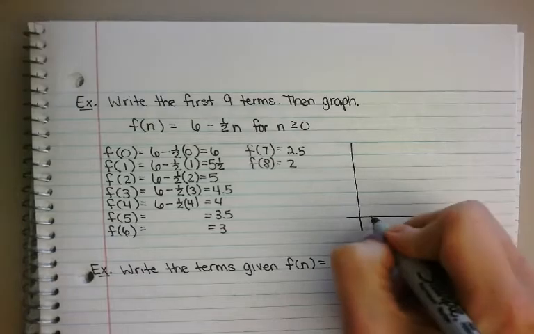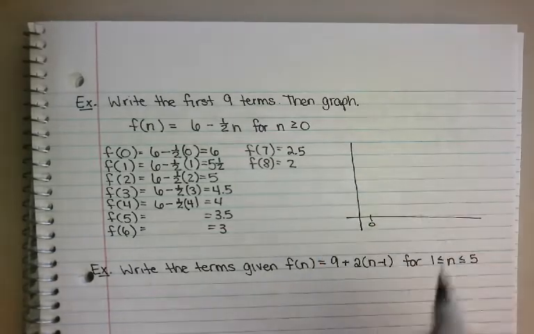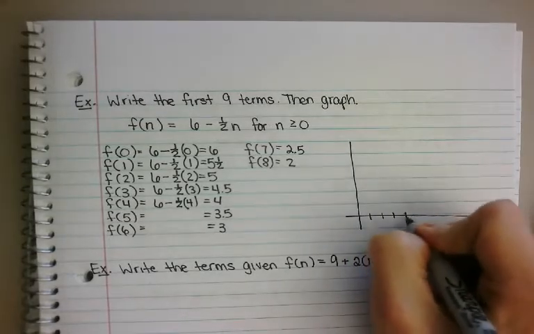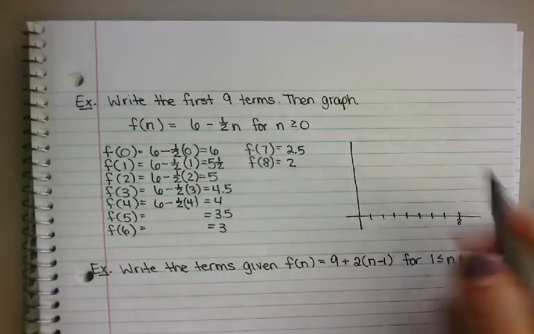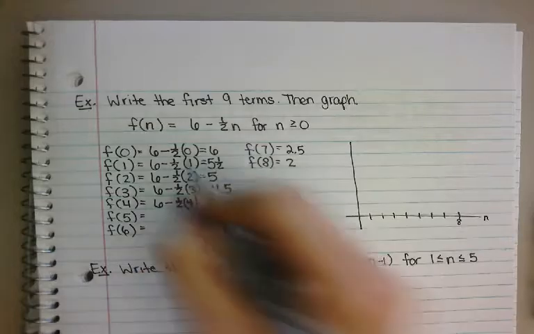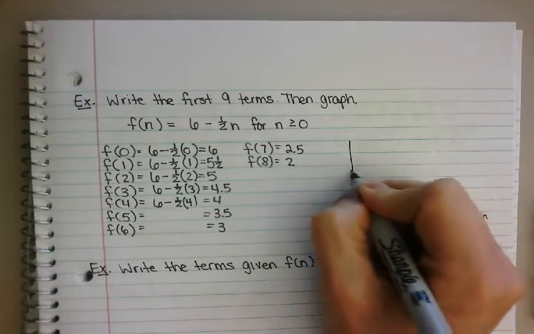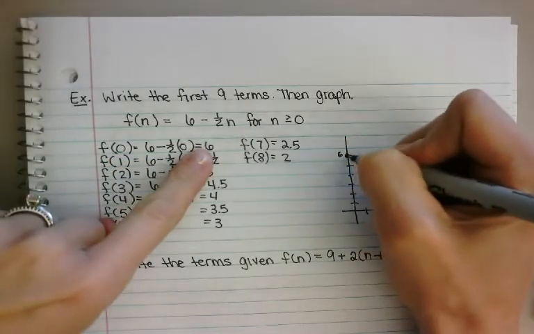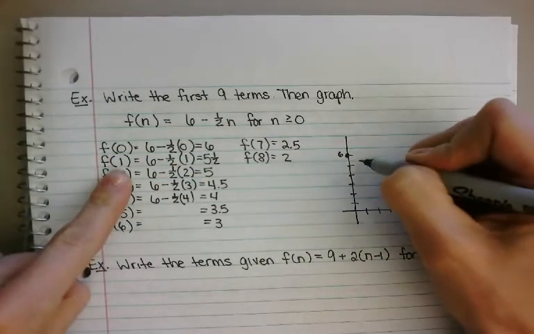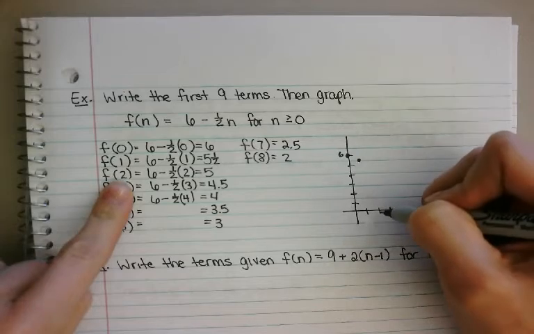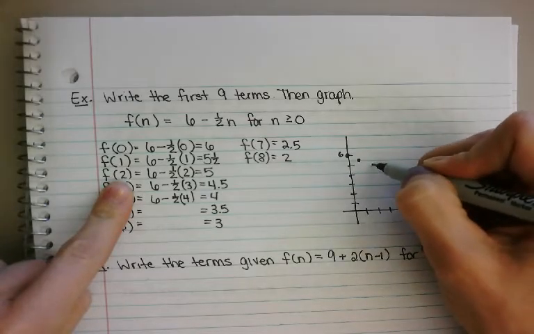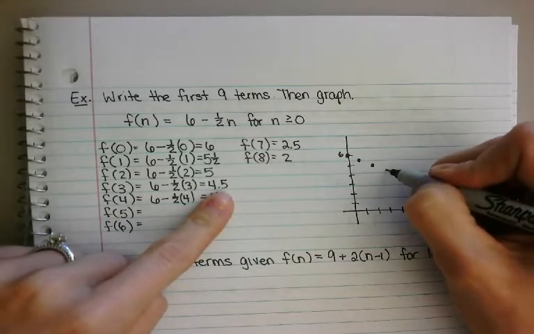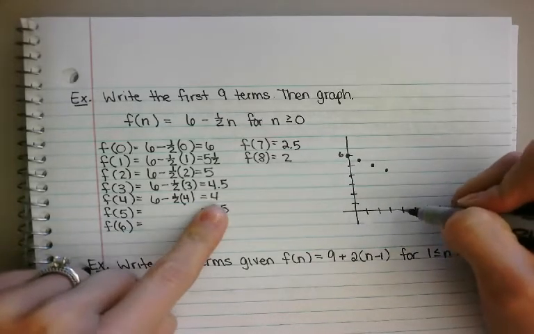All right, so we're going to go 0. Oh, that should have been a 1. 1, 2, 3, 4, 5, 6, 7, 8. And then my highest number, I just need to go up 1, 2, 3, 4, 5, 6. So when I was at 0, we got out of 6. When I got 1, we were at 5.5. At 2, we were at 5. At 3, we were at 4.5. And at 4, we were at 4.